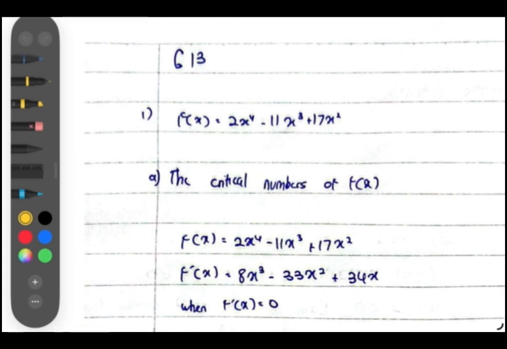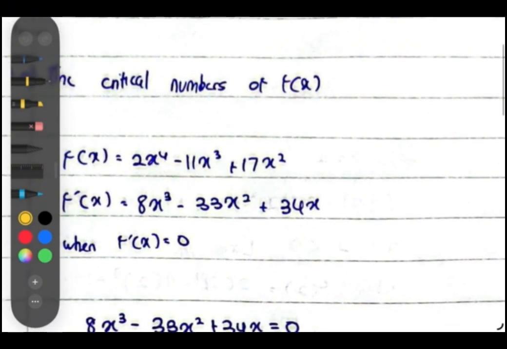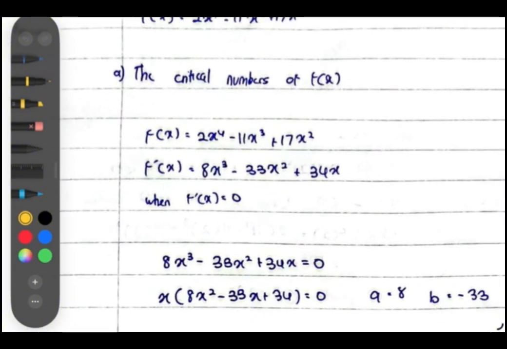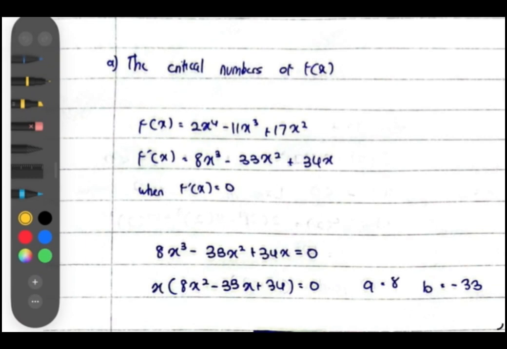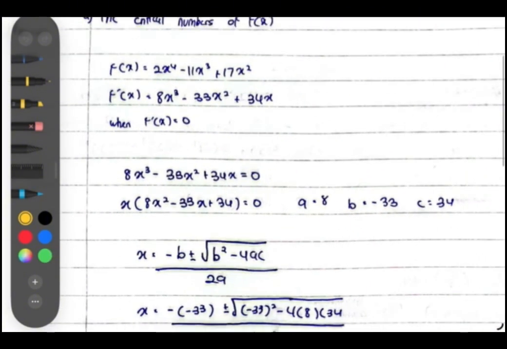Using the power rule, the derivative becomes 8x^3 - 33x^2 + 34x. Next, we set this new equation to 0. We can immediately see that every term has an x in it, so we can factor that x out. That gives us our first answer right away, which is x = 0.